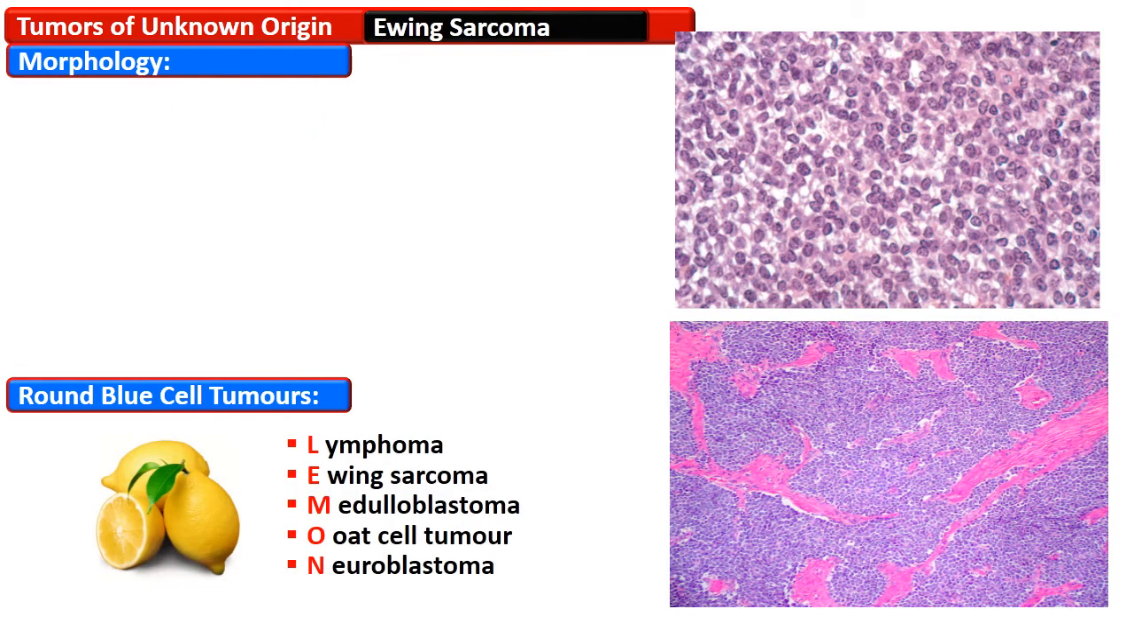The other round blue cell tumors can be memorized by the mnemonic LEMON: lymphoma, Ewing sarcoma, medulloblastoma, oat cell tumor, and neuroblastoma.